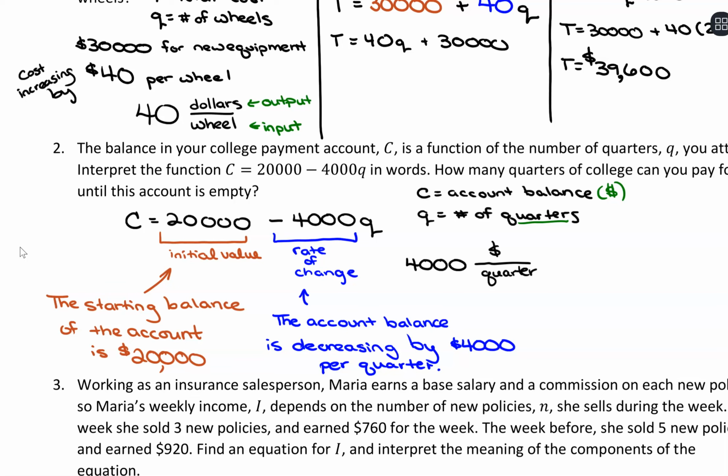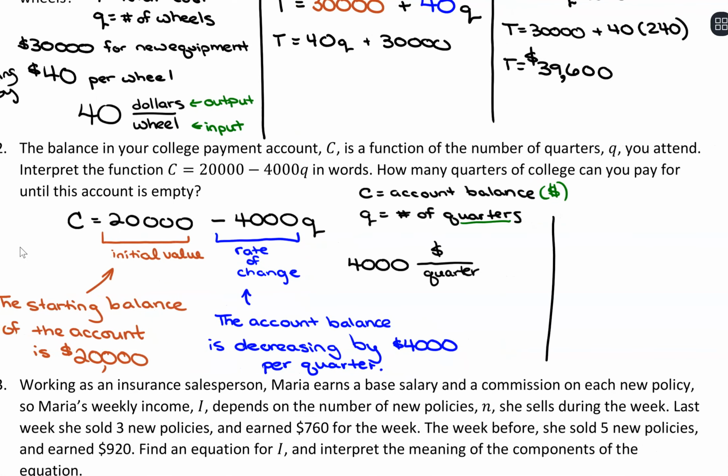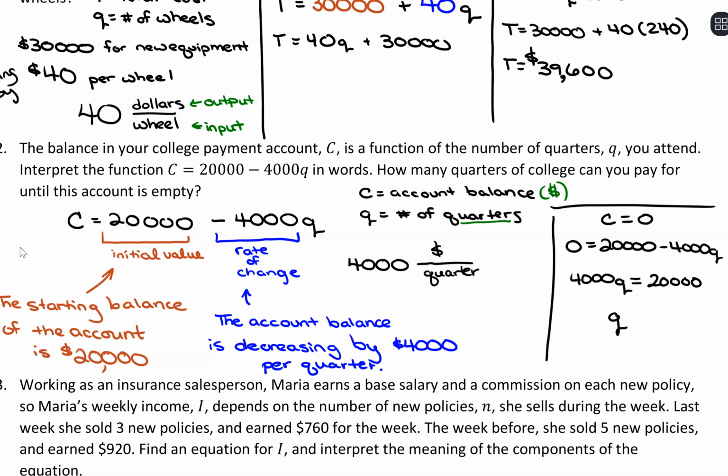So how many quarters of college can you pay for until this account is empty? So what this is asking is, when will the balance be zero? So we want to look at this when C is equal to 0. So we're solving 0 equals 20,000 minus 4,000Q. So add 4,000Q to both sides. Divide by 4,000, and we're going to see Q equals 5. So they can pay for 5 quarters of school with this account.